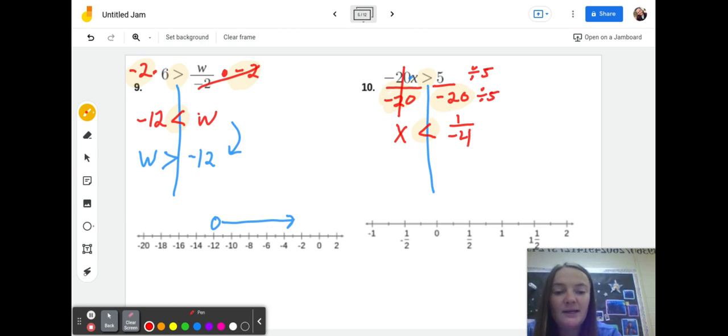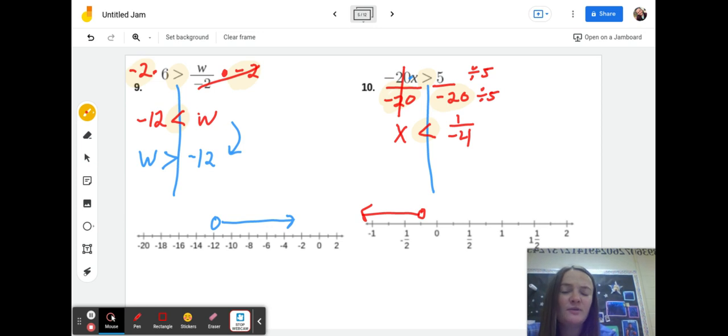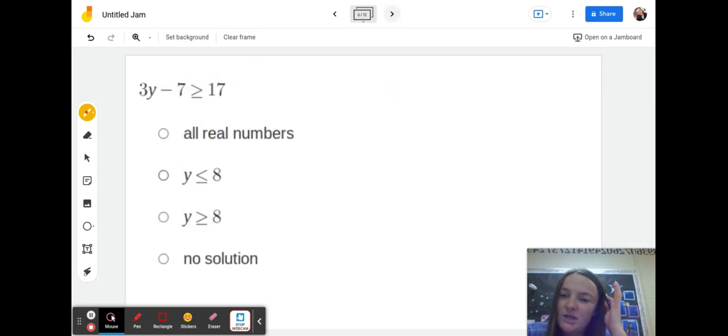I'm going to find -1/4 on here. It's going to be half of a half, which is right here between -1/2 and 0. Because x is less than -1/4, I'm going to go to the left. All right, let's keep on going. So very important to remember, multiply or divide by a negative, you have to switch the sign. All right, next question. Let's go ahead.